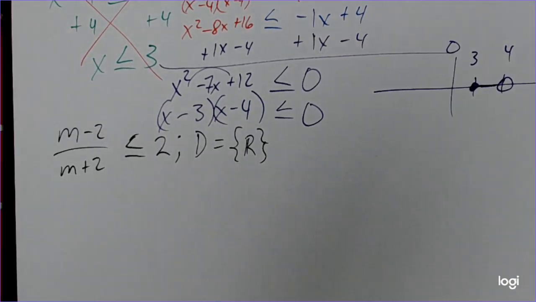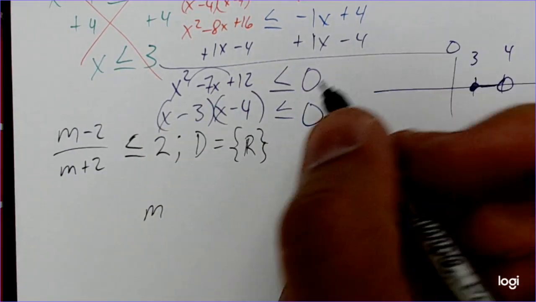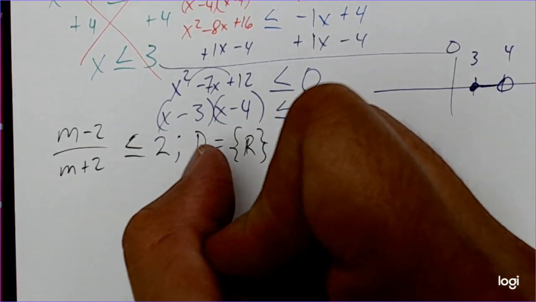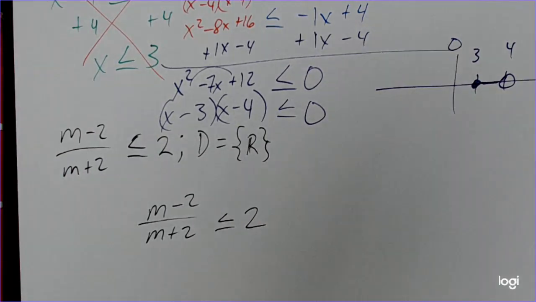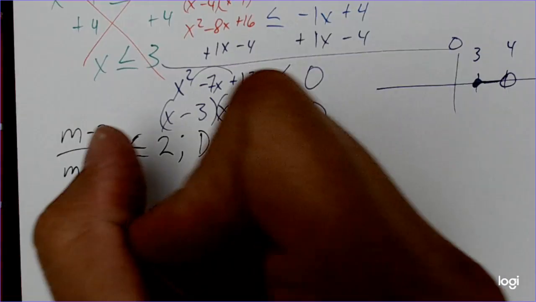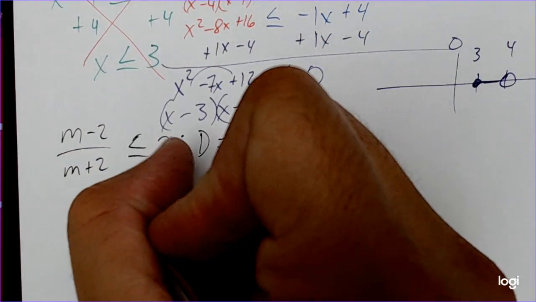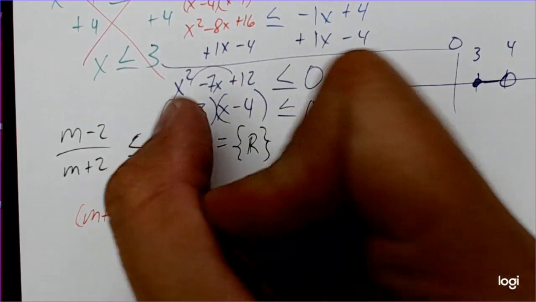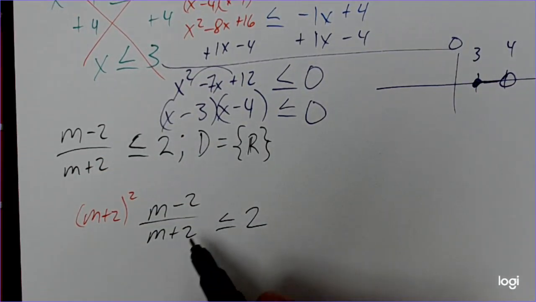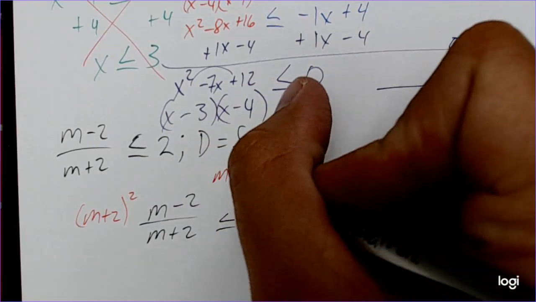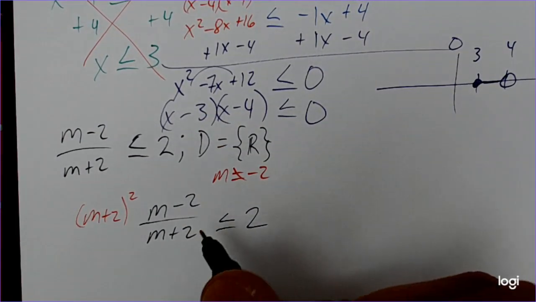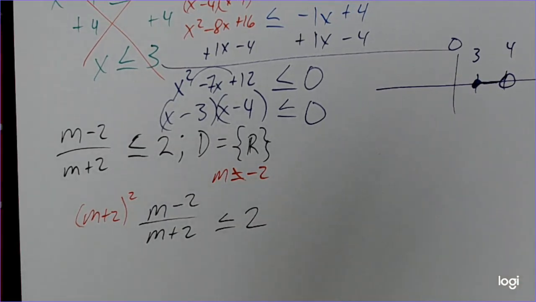I'm going to have to multiply this. Actually, I have to rewrite this. I took up all my room down here. So let's put down m minus 2 over m plus 2 less than or equal to 2. We're going to multiply both sides by m plus 2 squared because that's the denominator. So I don't make the mistake that I made before, because of the zero factor theorem, m cannot be negative 2 because that would make the denominator 0, so I'm going to remember that in case I run into that later.